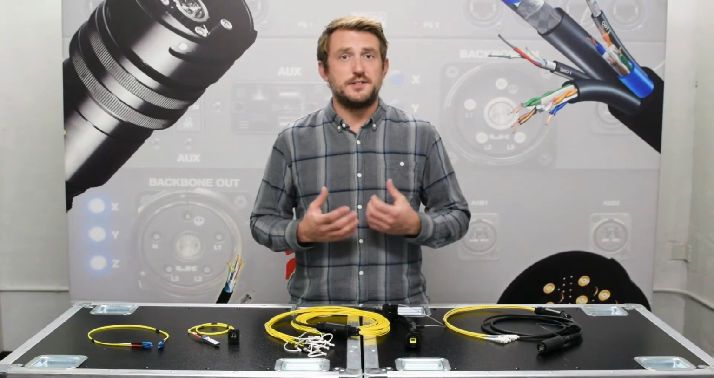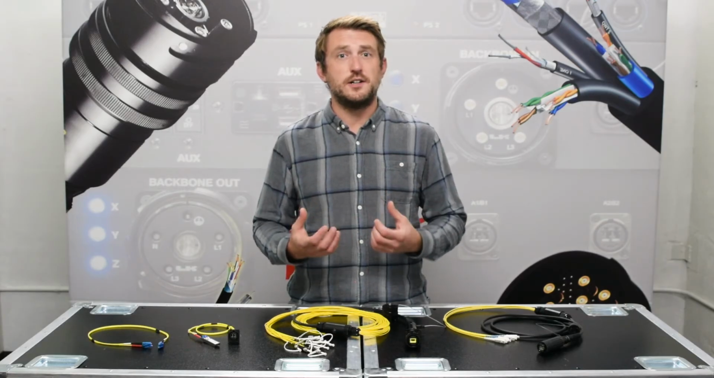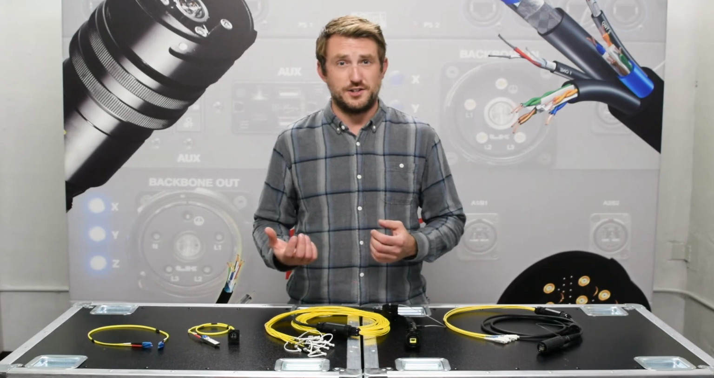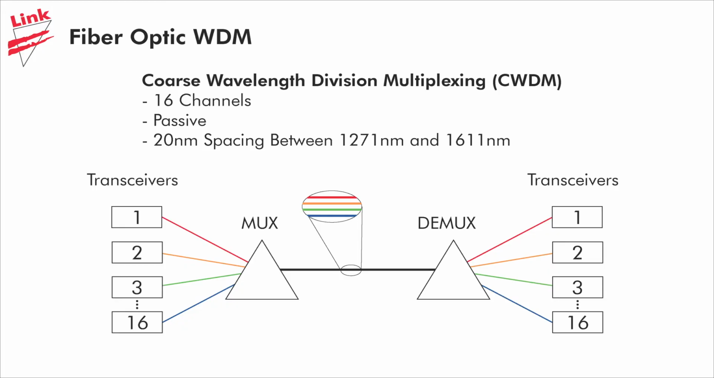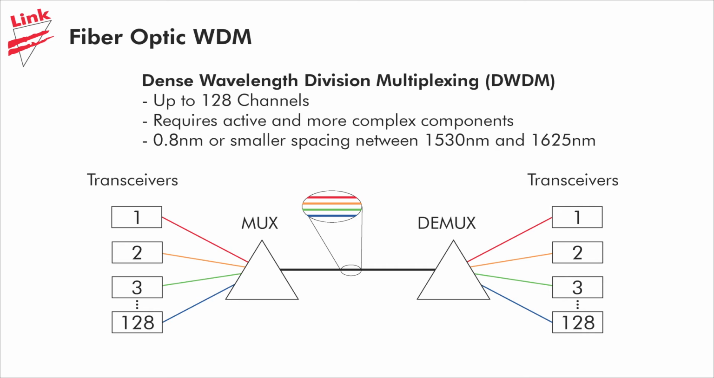It is possible to send many more than two signals down a single fiber using one of two technologies. First is coarse wavelength-division multiplexing, or CWDM, which allows for up to 16 channels, and the second is dense wavelength-division multiplexing, or DWDM, which allows up to 128 channels. These systems were developed in the 80s for telecommunication companies to expand capacity without having to add fiber, making them a very tried and true technology.